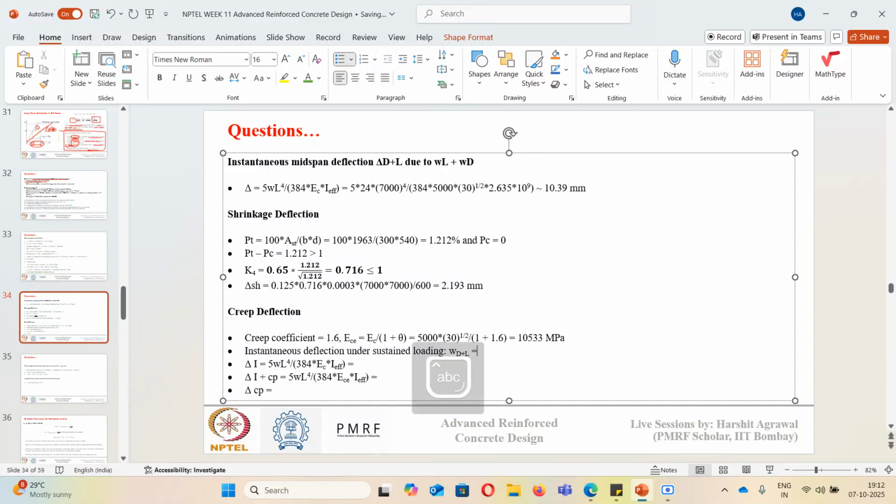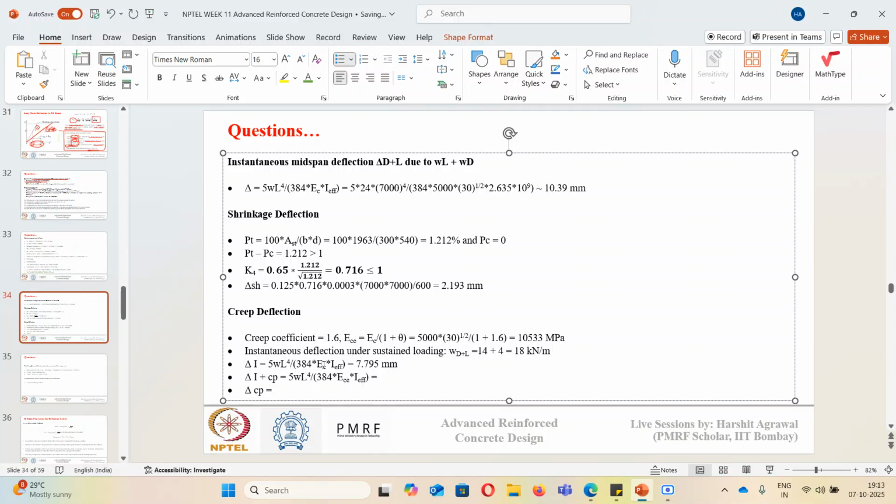Now, instantaneous deflection under sustained loading. What load will I consider? It will be 14 plus 40% of the live load that is sustained for a longer period. So 14 plus 4, which is equal to 18 kilonewton per meter. For this load we calculate the instantaneous deflection, where the modulus of elasticity of concrete will be EC. When you substitute the values, it comes out to be 7.795 mm. And what will it be with the creep effect?